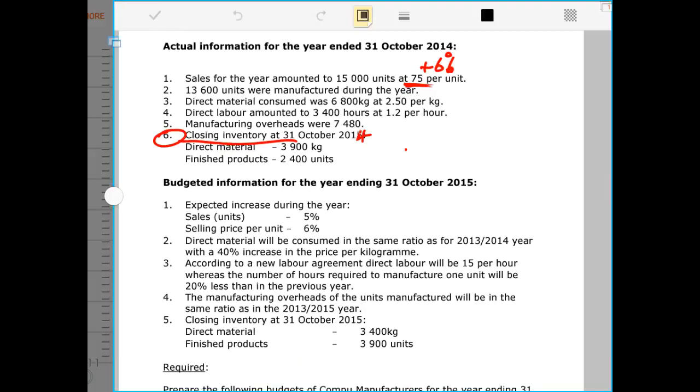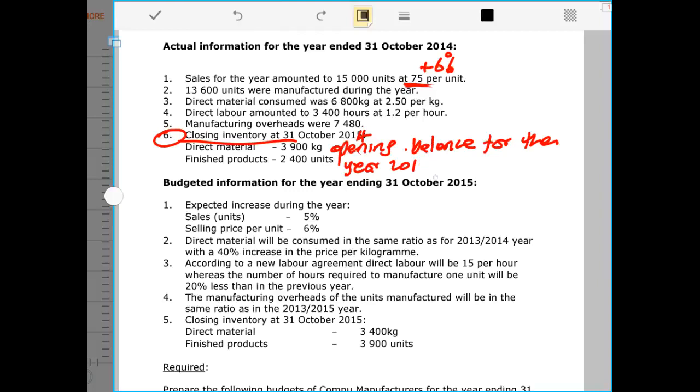So now remember, if this is the closing balance on the 31st of October 2014, it means it becomes an opening balance. These amounts will be the opening balance for the year 2015, because the year 2015 starts on the 1st of November 2014. So now this will be the opening balance for the year 2015.